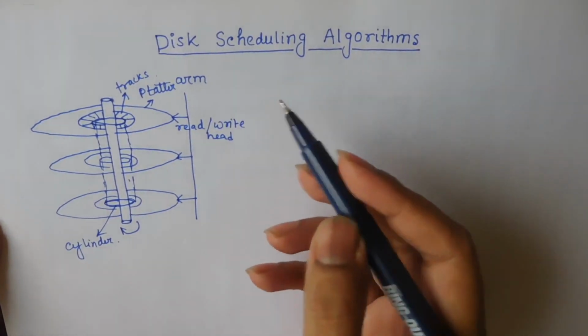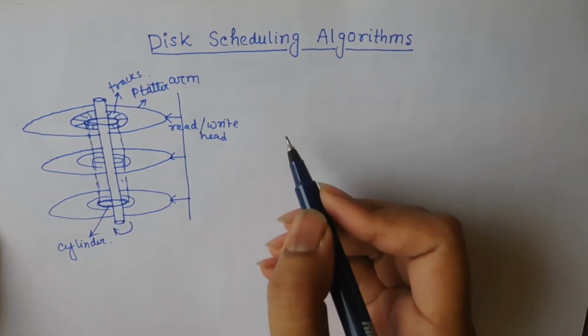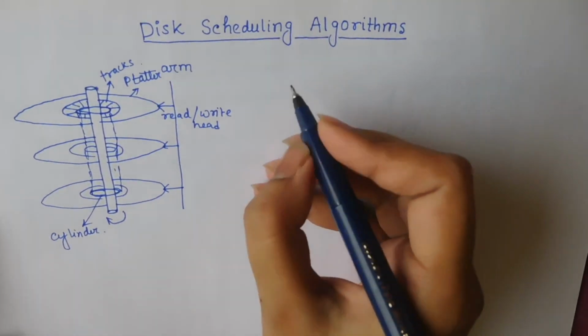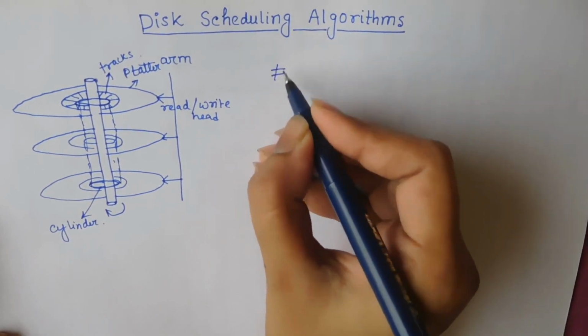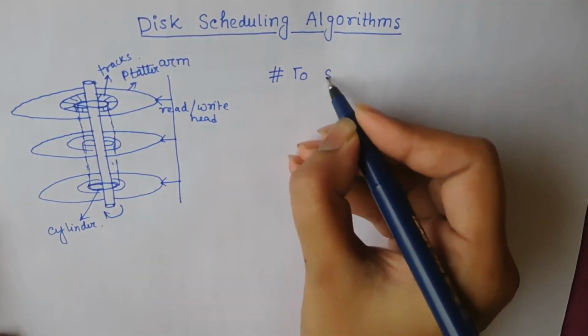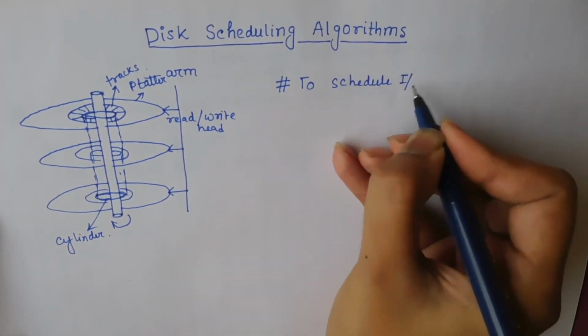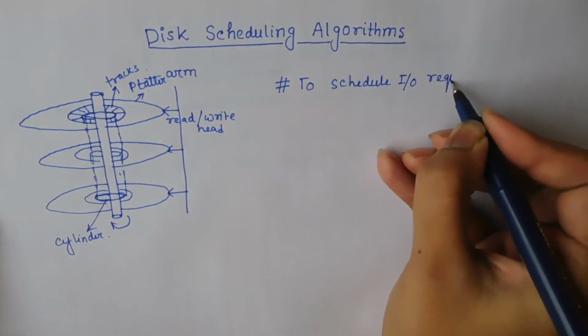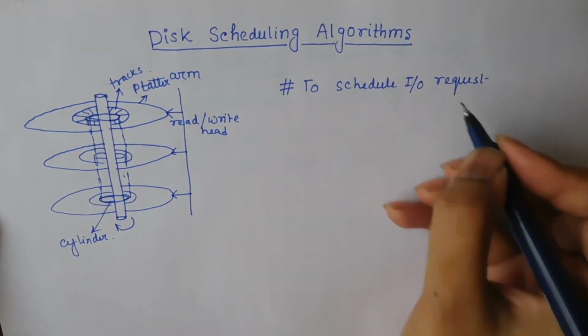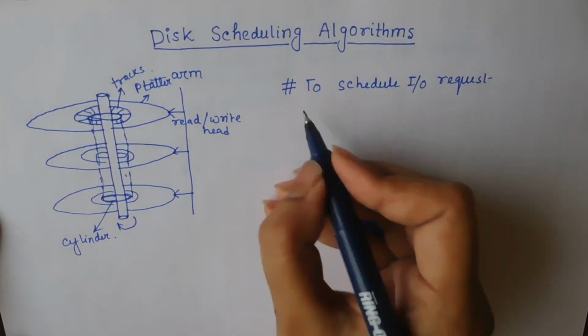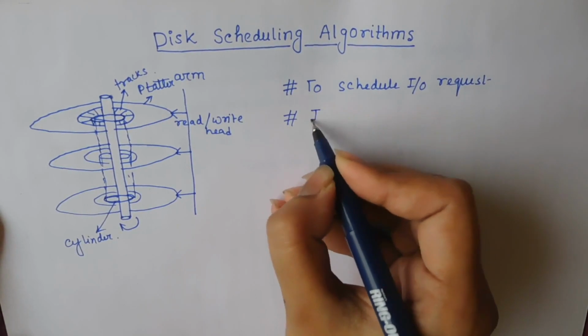Now, disk scheduling is done by the OS, obviously, to schedule I/O requests arriving for the disk. It is also called I/O scheduling.